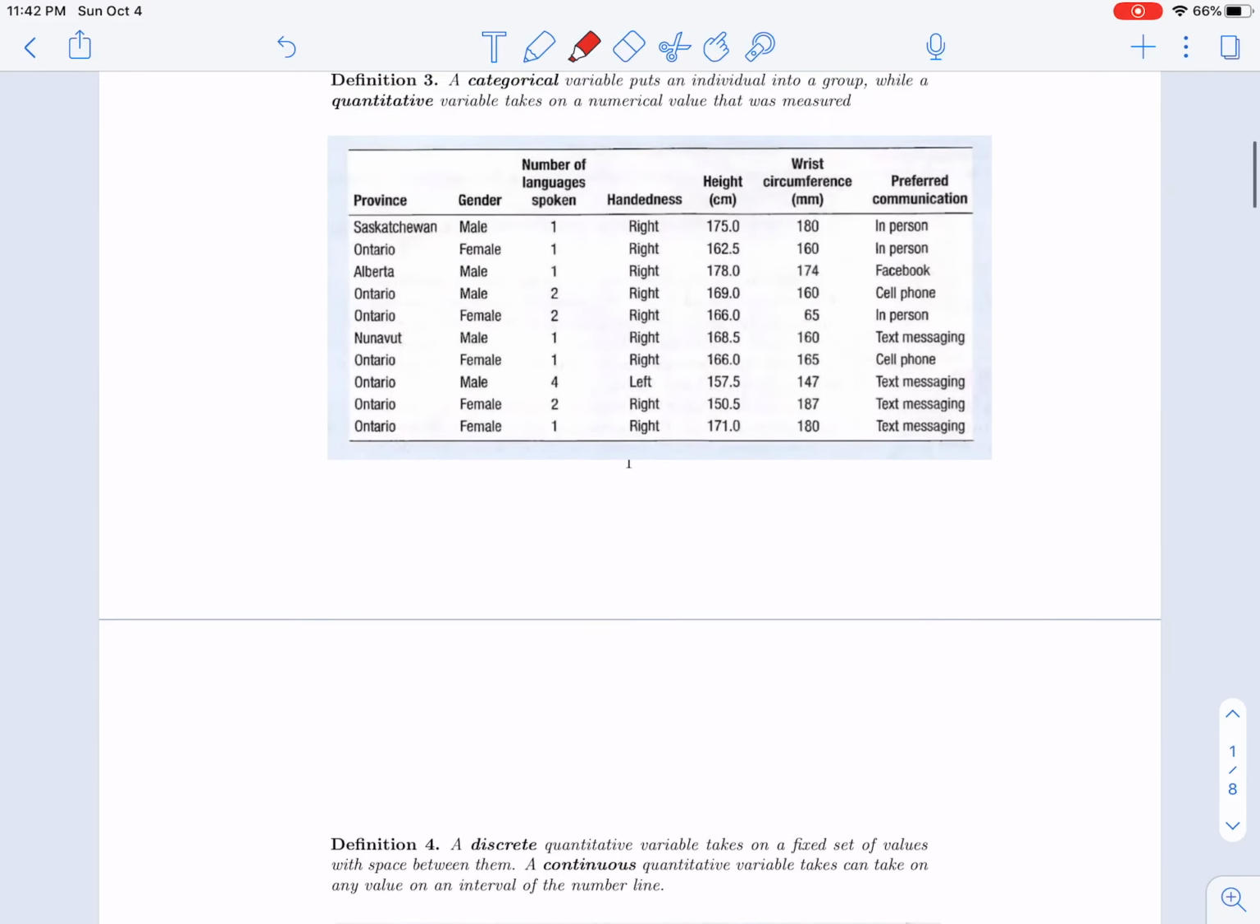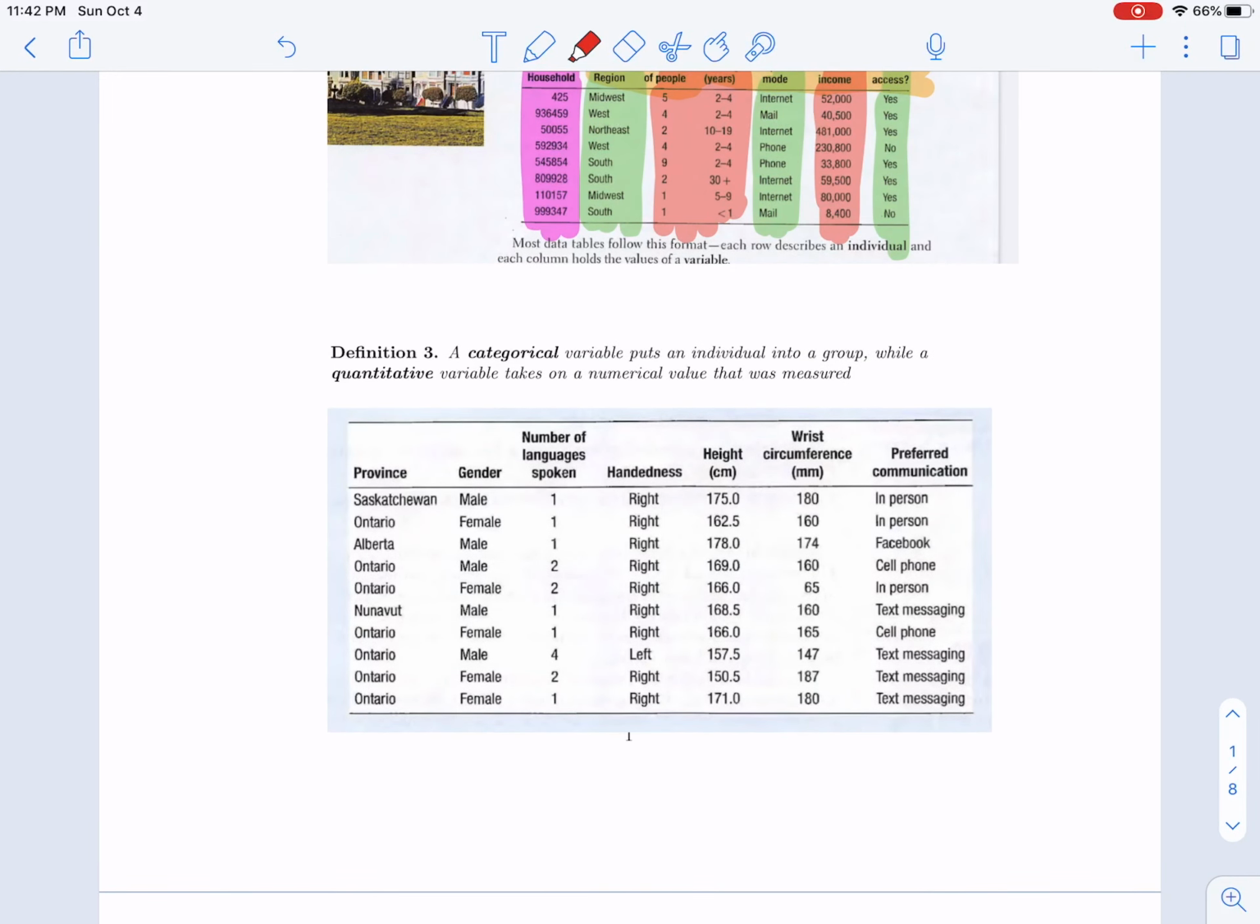Okay, now let's look under here. Again, what's kind of hidden in the chart, and this happens sometimes in charts, they don't give us any kind of descriptor of the individuals. These are just all variables, right? The province the person lives in, the gender, number of languages spoken, hand span, height, wrist circumference, and preferred communication is important, but none of these are describing the individuals. The individuals are left empty in here, and that's okay. There's nothing wrong with that.